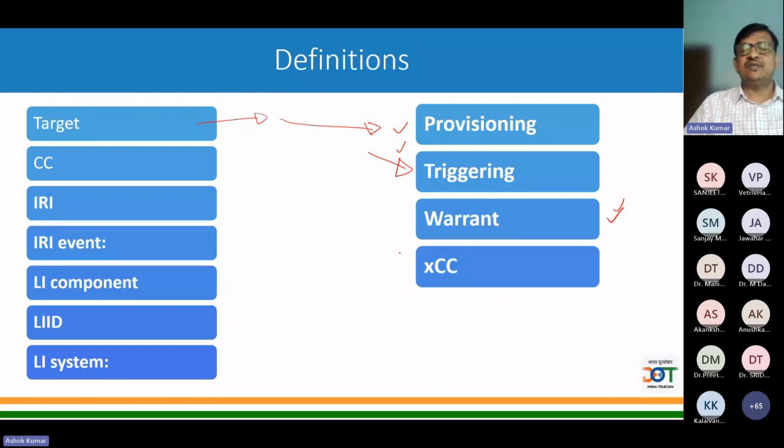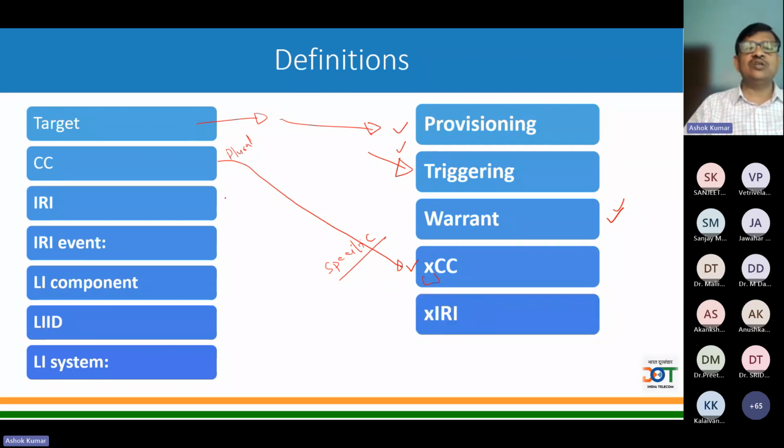Now there is a terminology called XCC. So we had talked about CC. CC is call content, and when we say XCC, we are talking about specific call content of a number at that particular time. So XCC is the actual data of call content which gets transferred to enforcement agencies. Similarly, IRI, so the actual content of intercept related information is called XIRI.